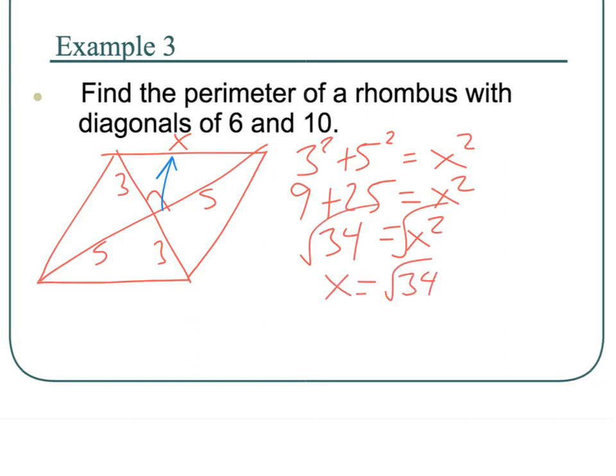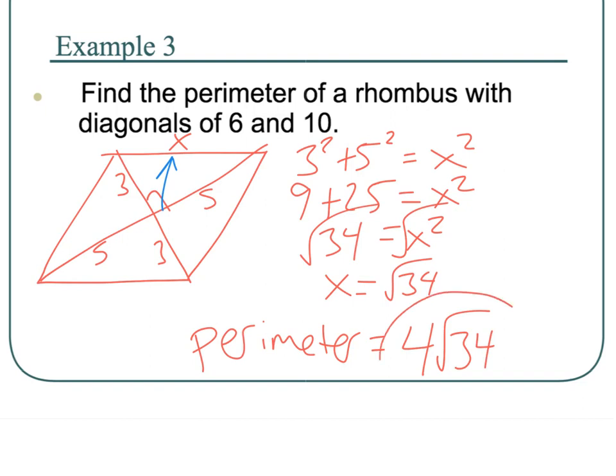I cannot break that down. That's what it is. Well, how many sides do I have? I have 4, so my perimeter is 4 times the side length. So I get 4 root 34. Each side's going to be the same. That's very interesting. If my diagonals are perpendicularly bisected, you can clearly see that you're going to get the same measurement for each one of these sides, because the same Pythagorean theorem is going to show up.